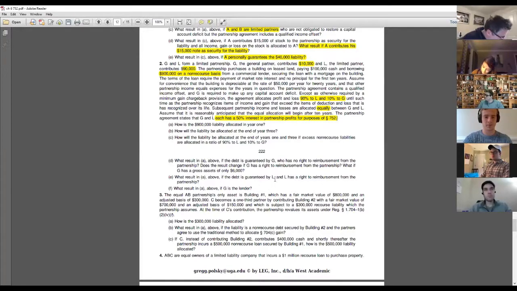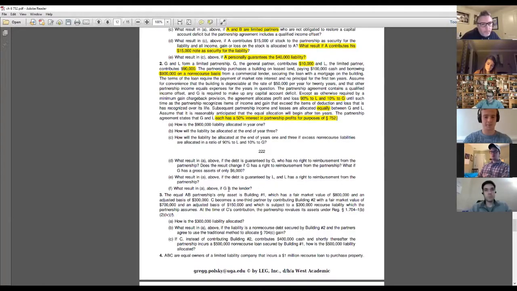And then E, if the debt is guaranteed by L, and L has a right of reimbursement, then again, it's really a question of state law. It's a non-recourse debt that's guaranteed by L, and then L can sue the partnership. I would presume that the general partner would then be liable, but I'm not sure exactly how that would work. Ultimately, the question is who would end up holding the bag at the end of the day.